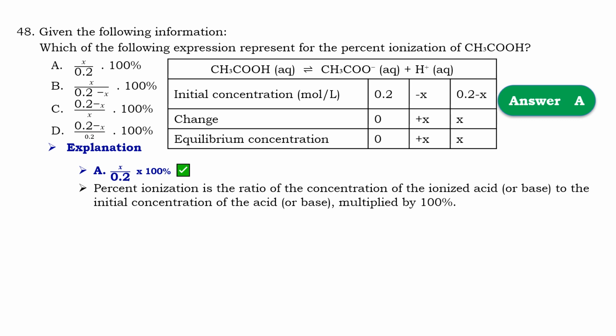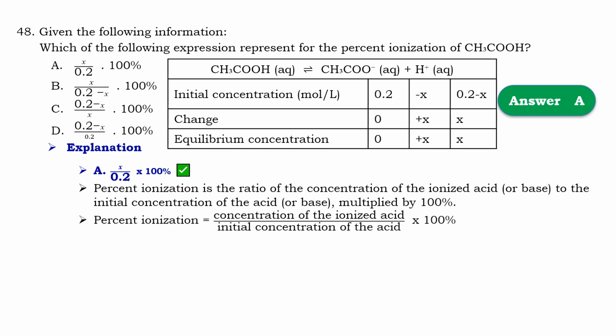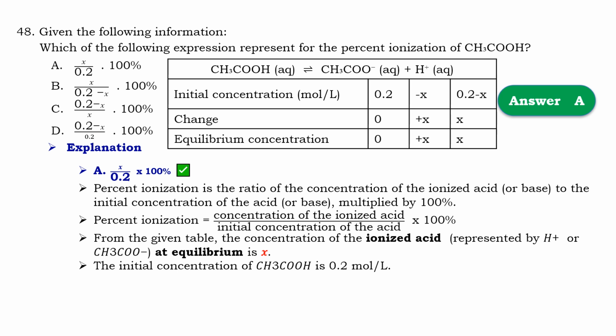So percent ionization is the ratio of the concentration of ionized acid or base to the initial concentration of acid or base, multiplied by 100. So percent ionization is equal to what? The concentration of ionized acid, which is acetate, because acetic acid is changed to acetate, over the initial concentration of the acid. From the given table, the concentration of ionized acid, represented by hydrogen ion or acetate at equilibrium, is x. Again, the initial concentration of acetic acid is 0.2 mole per liter. So percent ionization is equal to x over 0.2 times 100%, so our answer is correctly A.